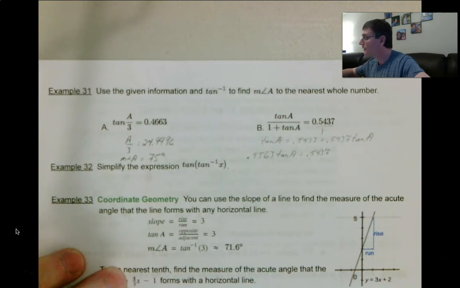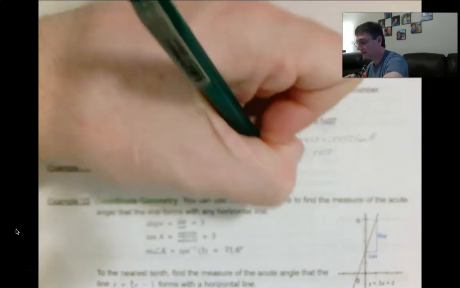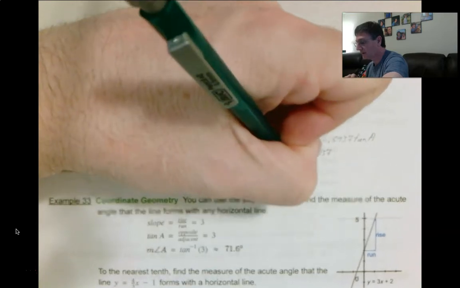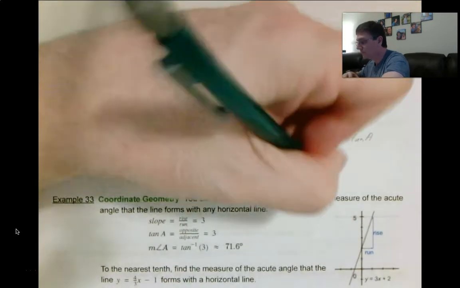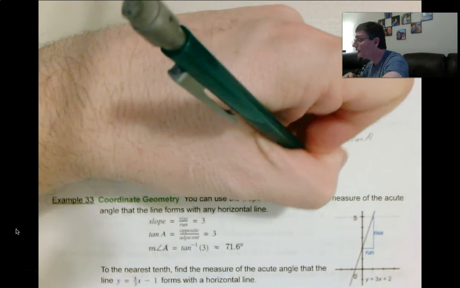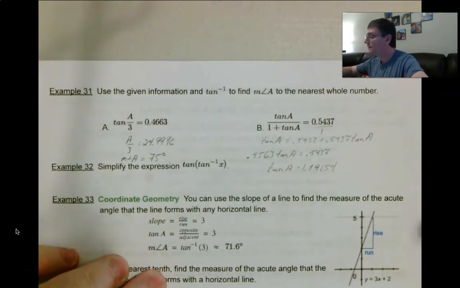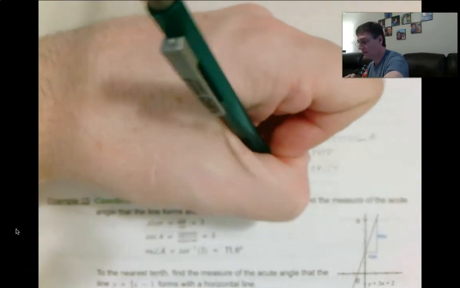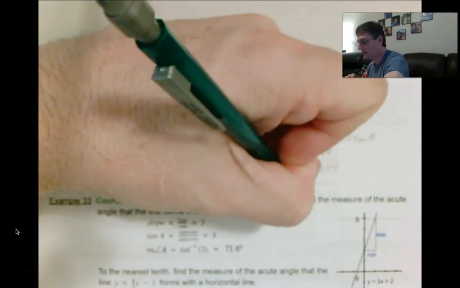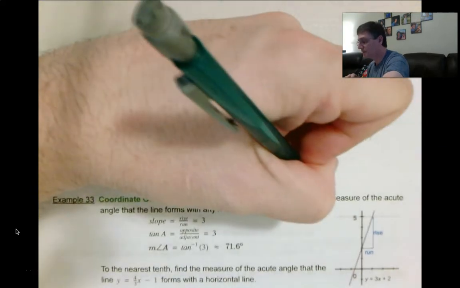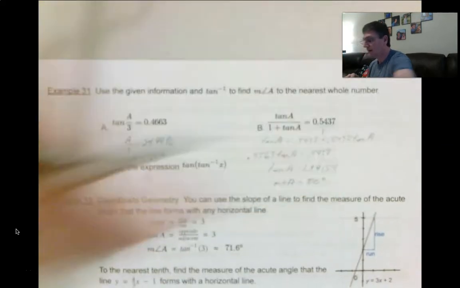0.5437 divided by 0.45 equals 1.19154, so on and so forth. 0.563 equals tan of angle A. Take the inverse tangent of both sides of that, and the measure of angle A this time is equal to 50 degrees.